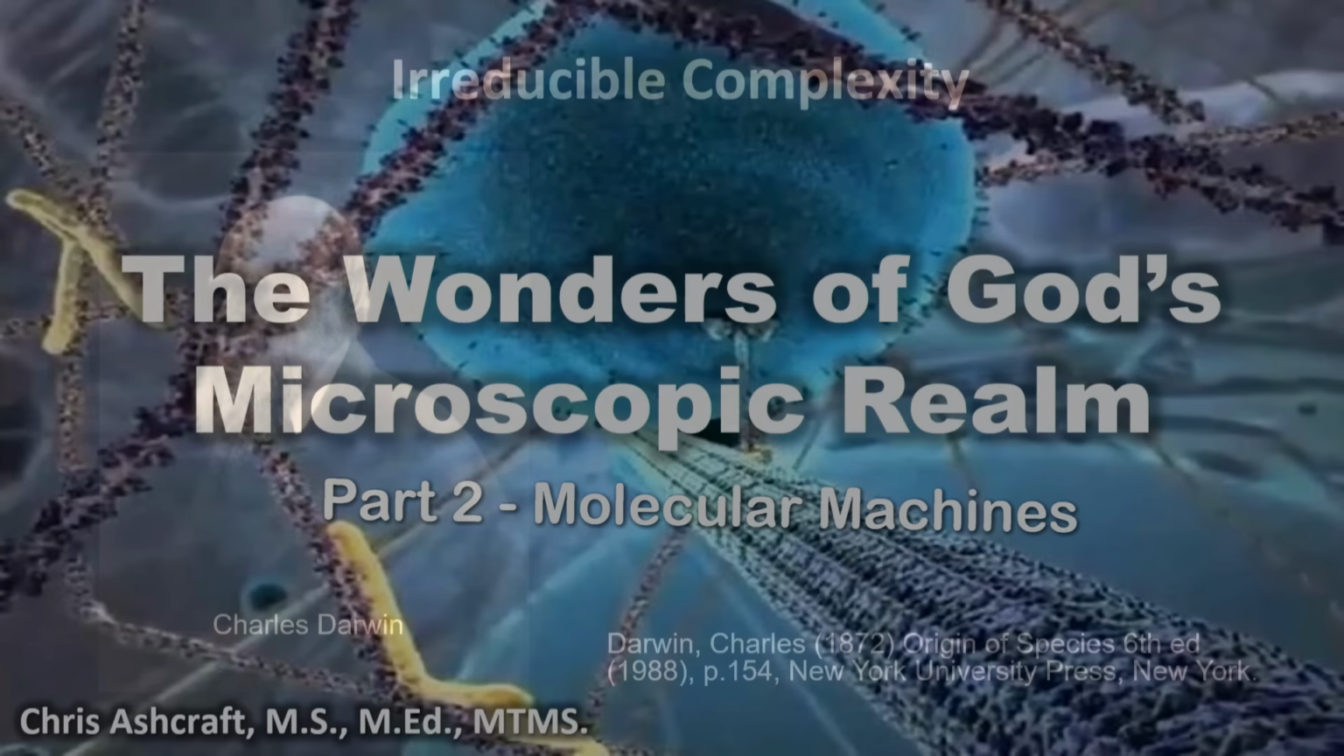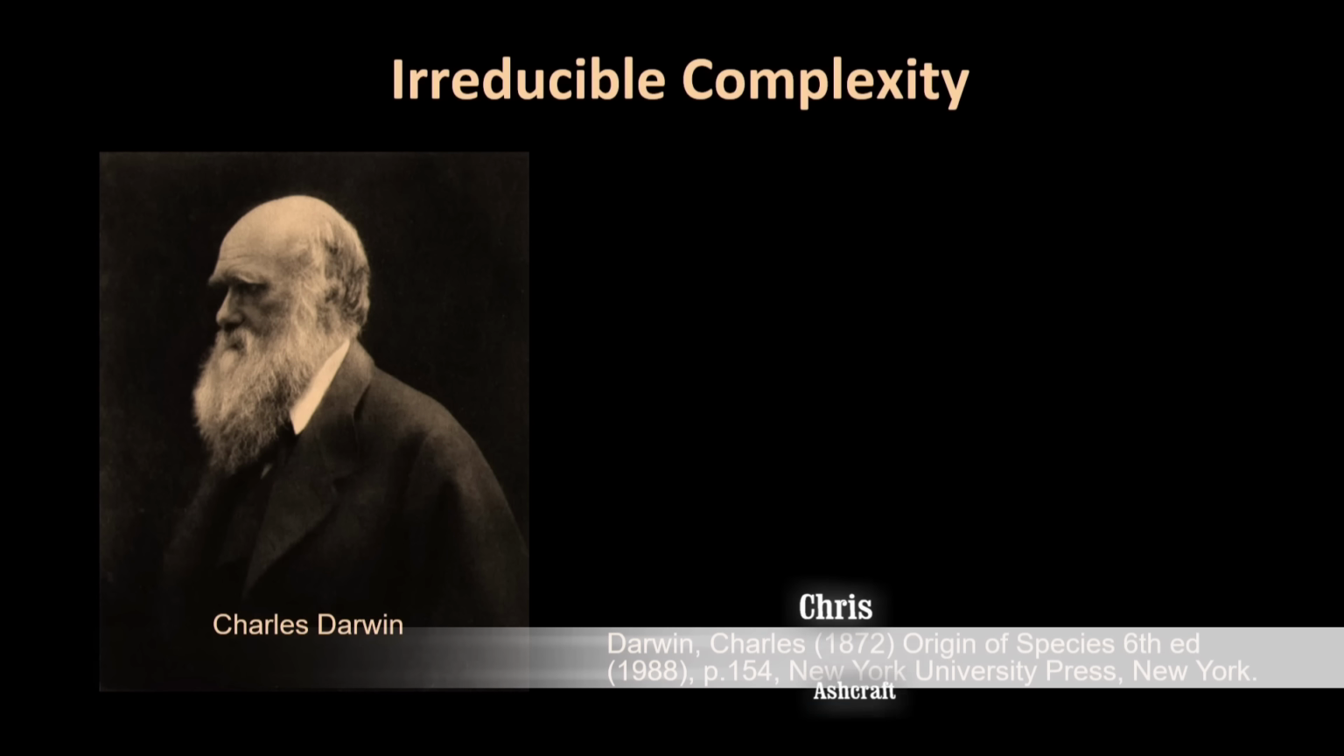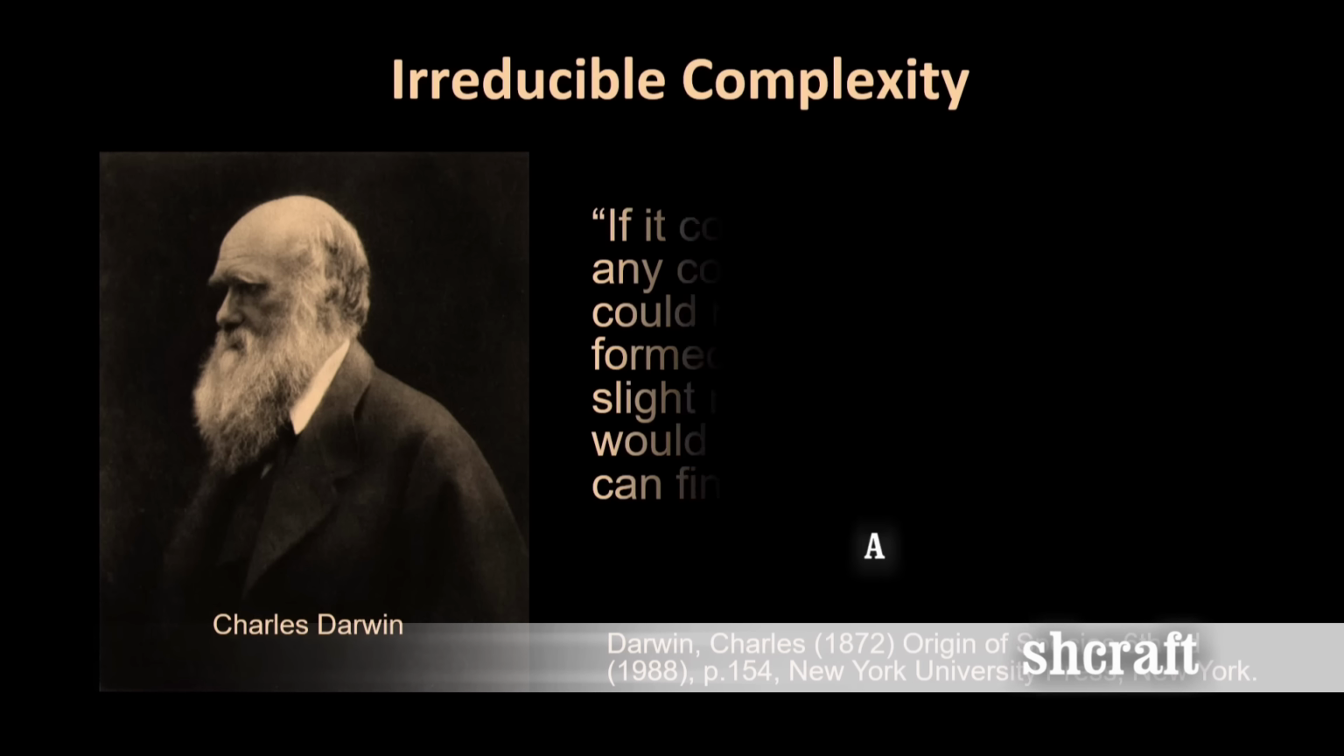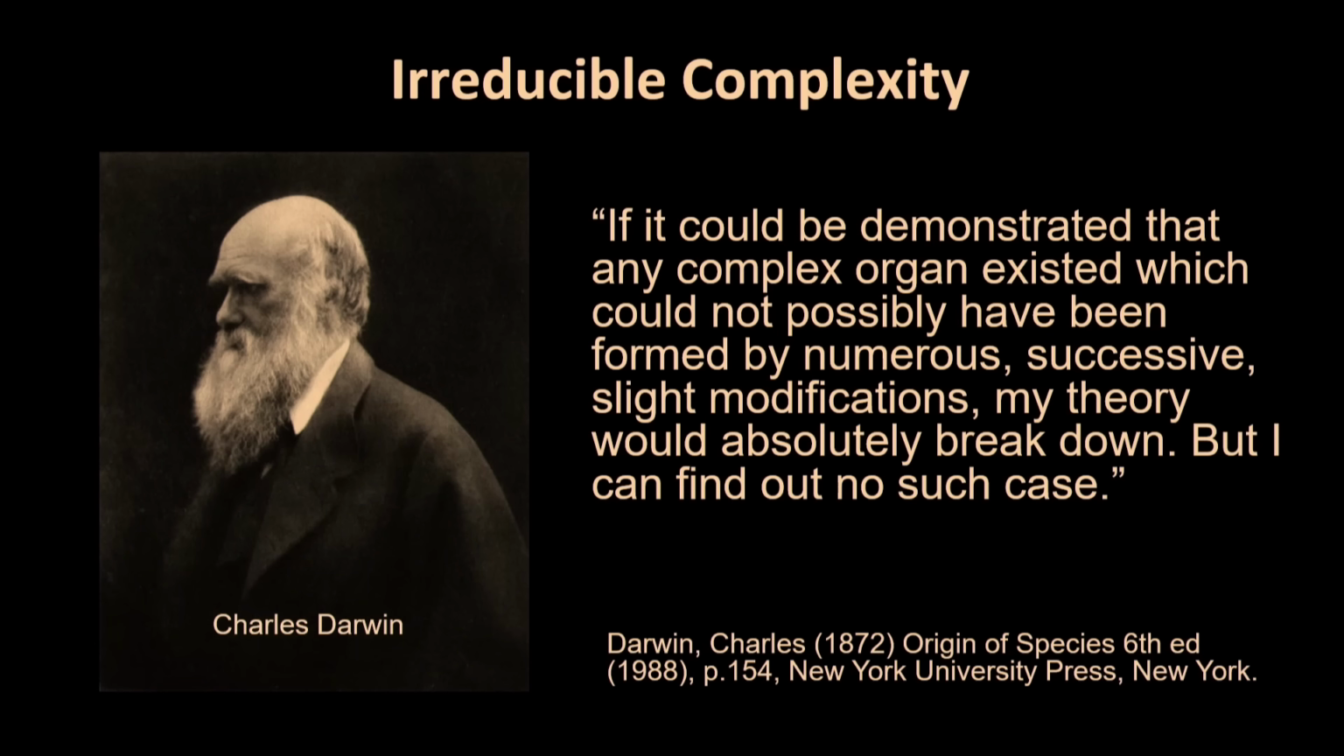Well, little was known of the cell's vast complexity in Darwin's day. And in fact, Darwin stated this. He said, "If it could be demonstrated that any complex organ existed which could not possibly have been formed by numerous successive slight modifications, my theory would absolutely break down, but I can find out no such case."